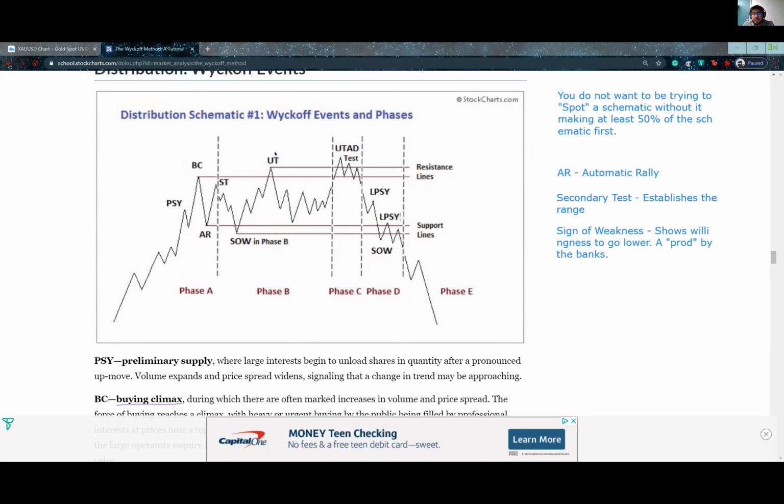So the UT is the upthrust. And this is a taking of liquidity by banks to collect higher entries. This is a concept that you guys will learn later, which is power of three, but at the same time here, we're expressing it a little bit differently. In this case, the upthrust is simply a taking of liquidity by banks to collect higher entries.